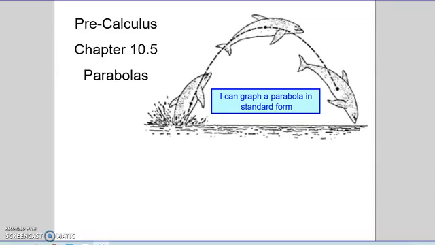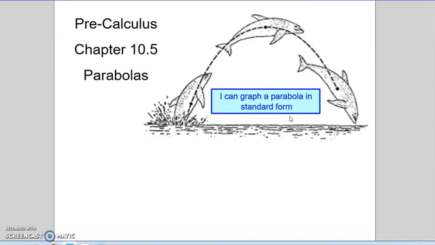Hey Pre-Calc, Mr. Rashid here, and we're looking at today the last of the conic sections. These are parabolas. We've already seen parabolas in the first semester and also in algebra, but we're going to learn a few things about parabolas maybe you haven't seen before. So the learning target for today is: I can graph a parabola in standard form.